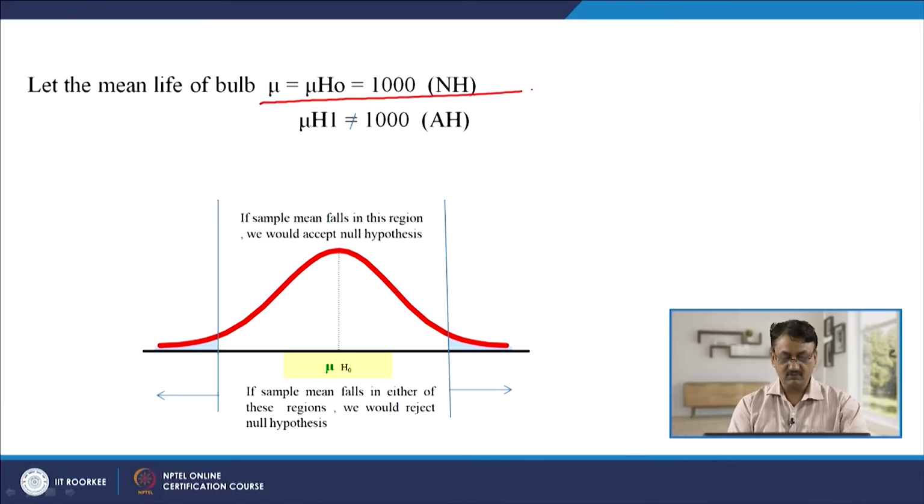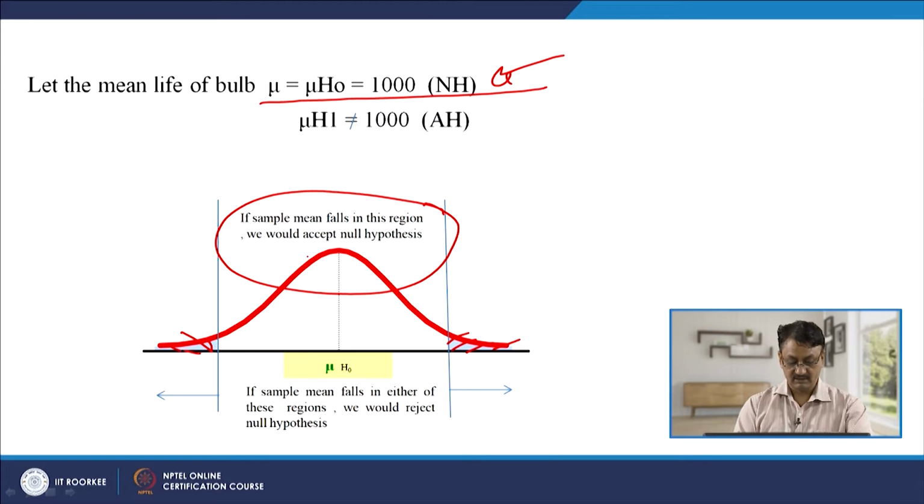So, you frame over here a null hypothesis like this, that the mean life of the bulb is 1000 hours, and the alternative hypothesis is that it is not 1000 hours, right. So, you will have these 2 rejection regions, right. So, this region is a region where the sample mean falls and we will not reject the null hypothesis, right.